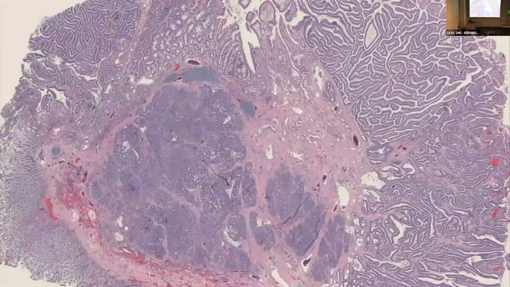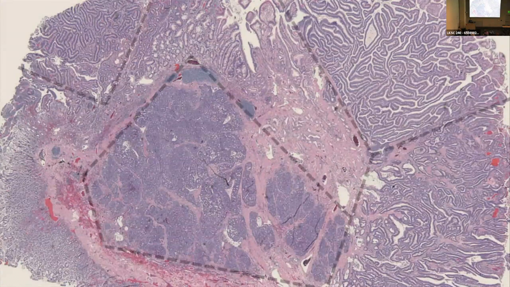Yeah. Next, you can see there's a lot of variation even within a single tumor. So this is adenocarcinoma of the duodenal ampulla. And at low power, you can see at least 4 different architectural patterns.